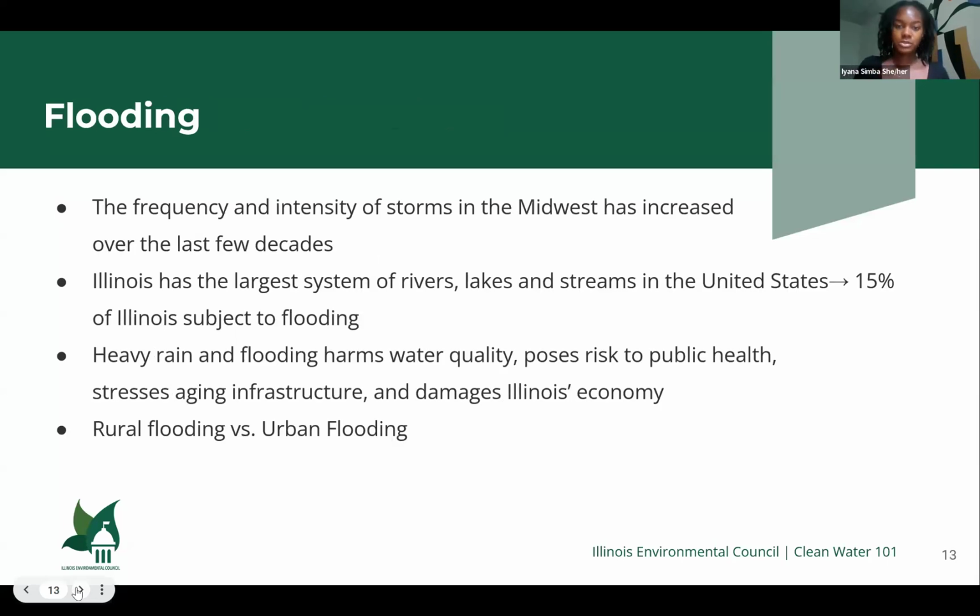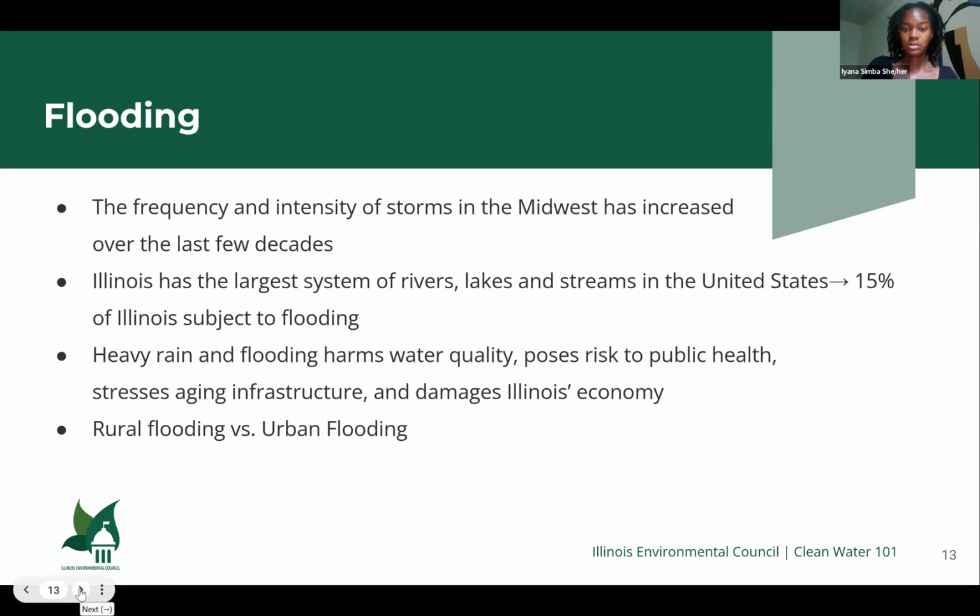So now I'll jump into our first issue area. With flooding, as we all know, climate change is causing more frequent and intense storms. Flooding events that may have happened once in a decade are now happening multiple times a decade, and in some cases, huge flooding events are happening twice in the same year.